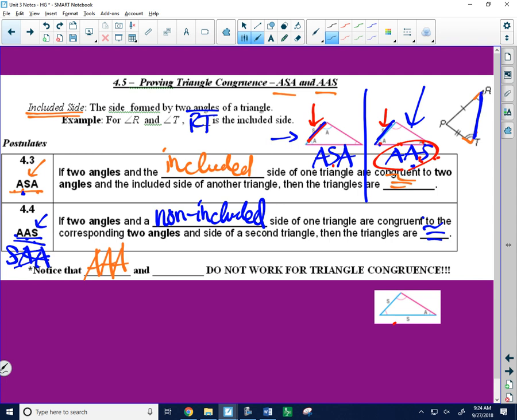Can anybody think of the other combination of letters we didn't use? Audrey? SSS. Wait, no. No, we did that SSS yesterday. That is correct.